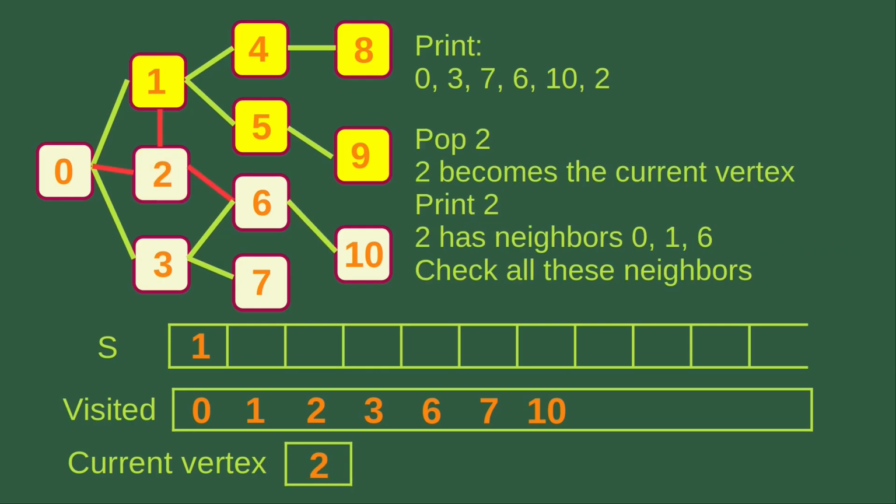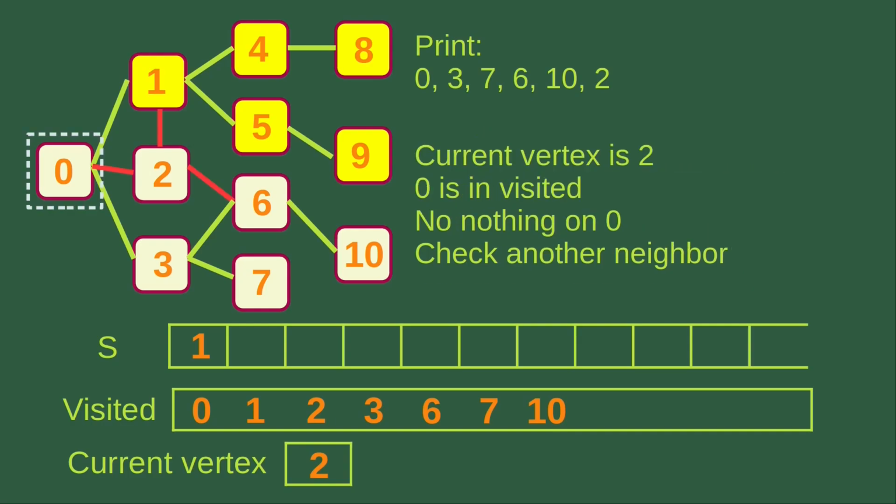The next step is to do the popping so that 2 will come out of the stack, and 2 would become the current vertex to handle, and I'm also going to print out number 2 as the next node to traverse. And we can check that 2 has 3 neighbors, 0, 1, and 6, and we are going to check for all these neighbors. Now for vertex 0, it is already in the visited set. That means we do nothing on it.